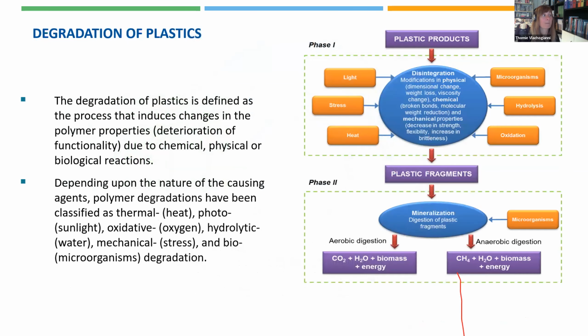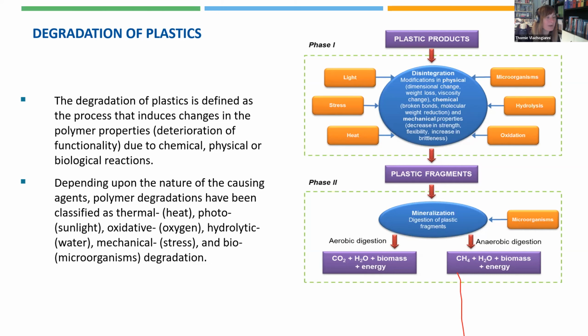Coming back now to another important attribute, another important feature of plastics is the degradation process of plastics. Degradation is defined as the process that induces changes in the polymer properties, deterioration of the functionality due to chemical, physical, or biological reactions. I will not go into details, but the important thing that all of you need to understand is that plastics can degrade. All plastics, first of all, degrade.